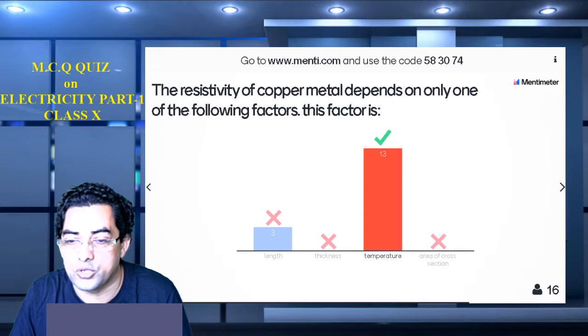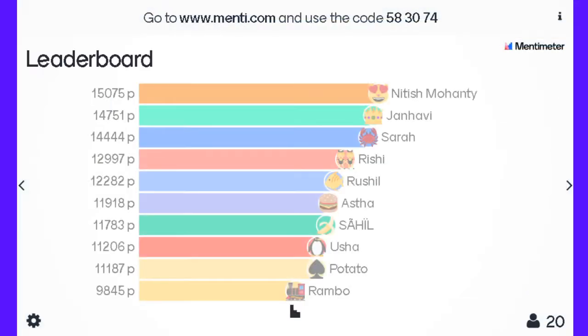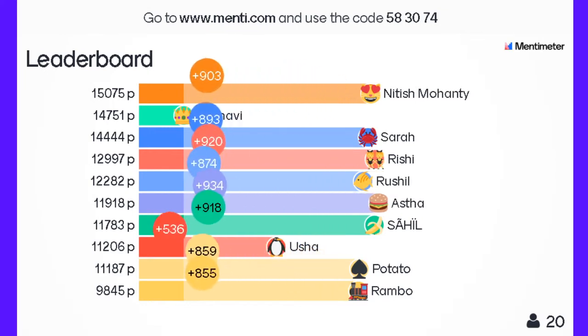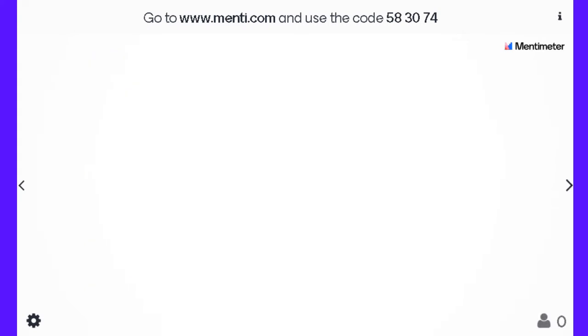Okay guys, let's see the scores because 3 of you went wrong. So there may be some subtle changes in the leaderboard, not much. Let's see. Oh, Janvi has moved to position number 3. Sarah has moved to position number 2. Okay, so Sarah the Crab has moved to position number 2, followed by Janvi, Rishi, Rushil, Astha, Sahil, Potato, Usha, and Rambo. Who's this Rambo? Has moved up to position number 10. Okay, let's move on to the next question, guys.